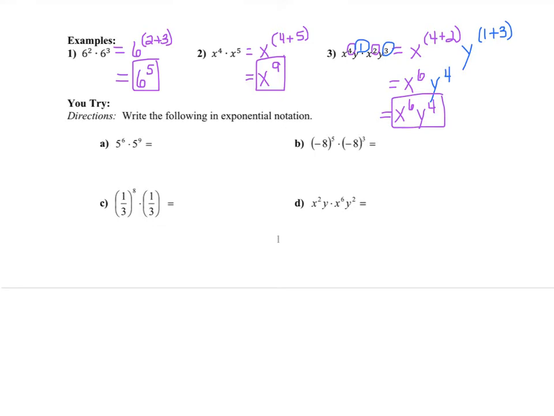So what I'd like you to do is the U try section. Please complete A, B, C, D, and we'll discuss it in class. Now let's discuss the commutative property with exponents.